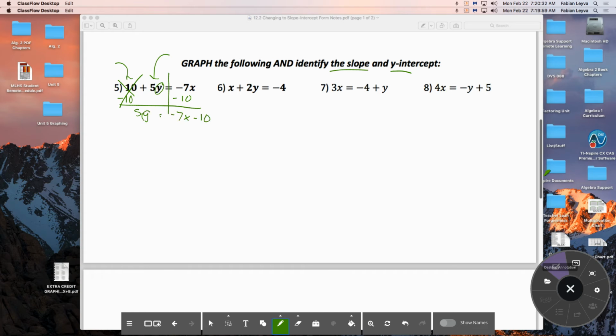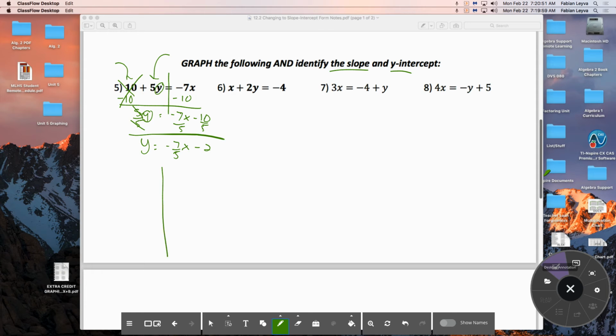Now, how in the world am I going to get rid of that 5? Well, remember that 5 is multiplying, so the opposite would be to divide. Make sure to keep the equation equivalent by dividing everything by 5. You're left with y is equal to negative 7/5 x minus 2. Notice I could reduce 10 divided by 5, but I cannot reduce negative 7 over 5.